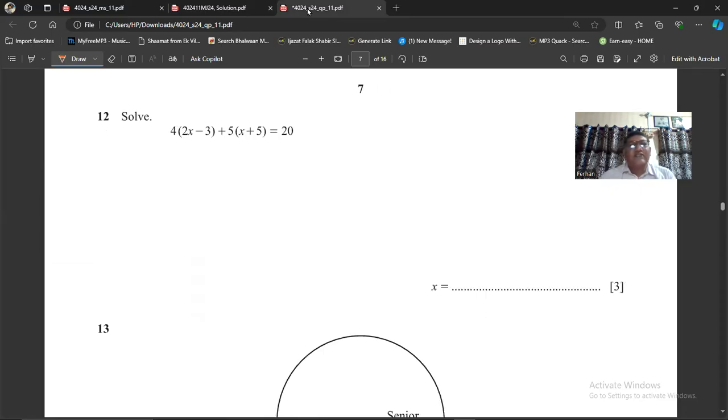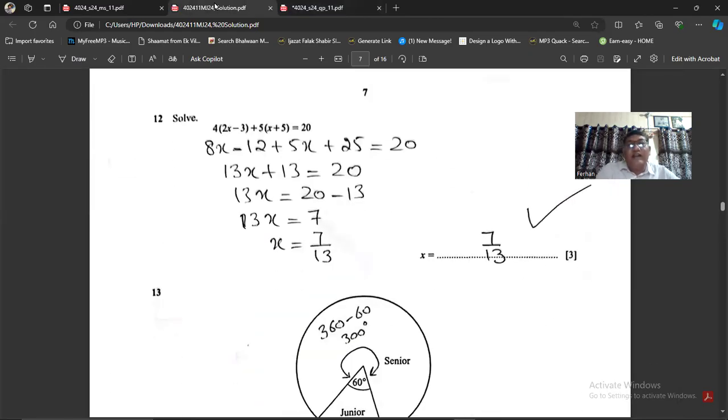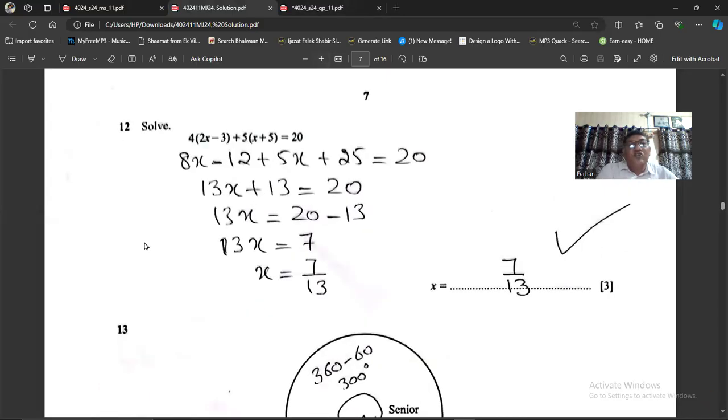Okay, so we are going to the next question. That is question number 12. He says solve 4 bracket start 2x minus 3 bracket close plus 5 bracket start x plus 5 bracket close equals to 20. We will just open these brackets. We will simplify on the left side. And then we will make x the subject of the formula, and we will be able to find out how this is done. So you will have 8x minus 12 plus 5x plus 25 is equal to 20.